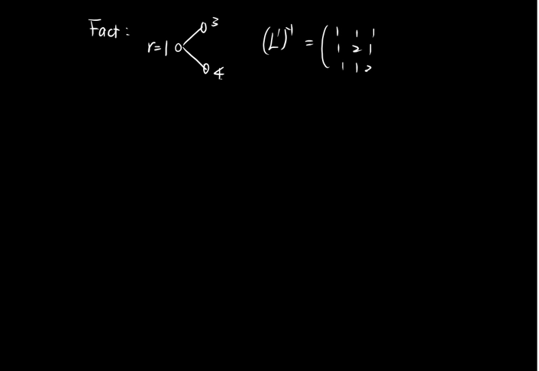Okay, so let me use the example. This is 1, and we call that the root of this tree, and this is 3 and 4, and somehow we have this matrix L prime inverse is equal to 1, 1, 1, 1, 2, 1, 1, 1, 2. And recall that this is corresponding to R, corresponding to 3, corresponding to 4. Okay, and now let's look at what are these numbers.